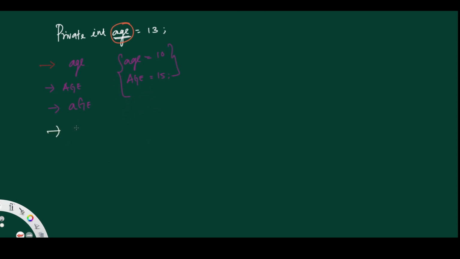Or you can have an identifier like age03 equal to 10, but you cannot have 3 at the front. And you can have age dollar equal to 10, this is also valid. And you can have age underscore equal to 10. So all these are valid identifiers.